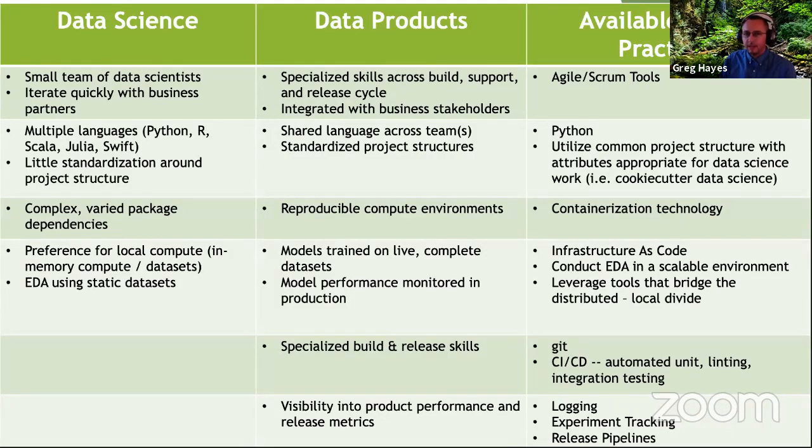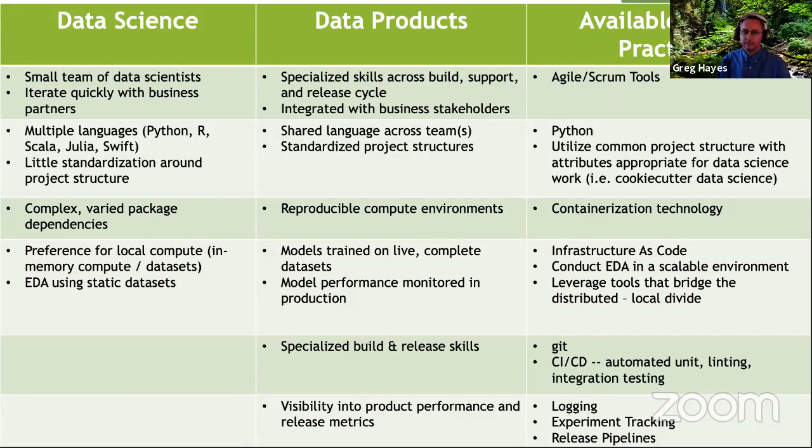So if we try to look at these two buckets, data science and data products, and we say, well, what tools could be leveraged to take the best practices from developing data products and leverage them into data science. If you look at these specialized skills across build, support, and release cycles, really you're talking about Agile and Scrum tools. And there is a movement to adopt Agile and Scrum in the data science workflow. It needs to be adapted, but it does work.